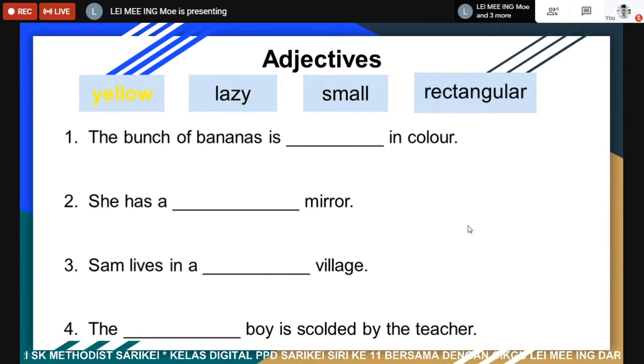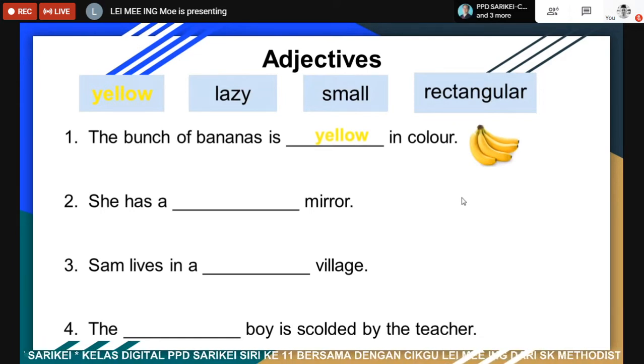All right, done. So the first answer is yellow. Yes, good. I see a lot of you typed yellow, right? So the answer is yellow. So for this sentence, we can see color here, right? So this is the keyword. So among the 4 selection of answer here, only yellow is the adjective for color. So the bananas are yellow in color. Good.